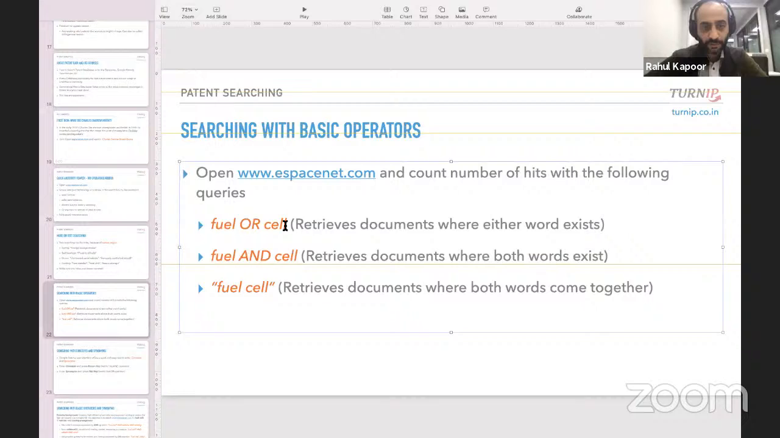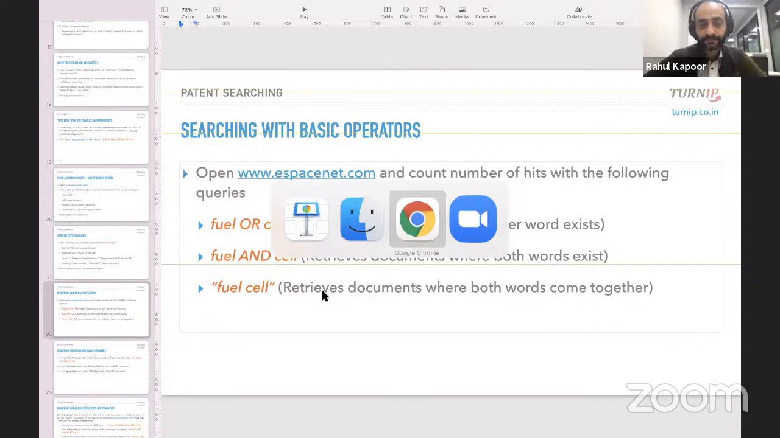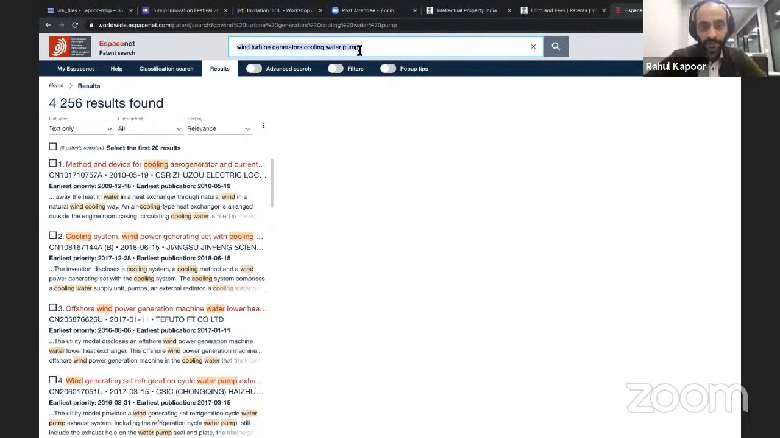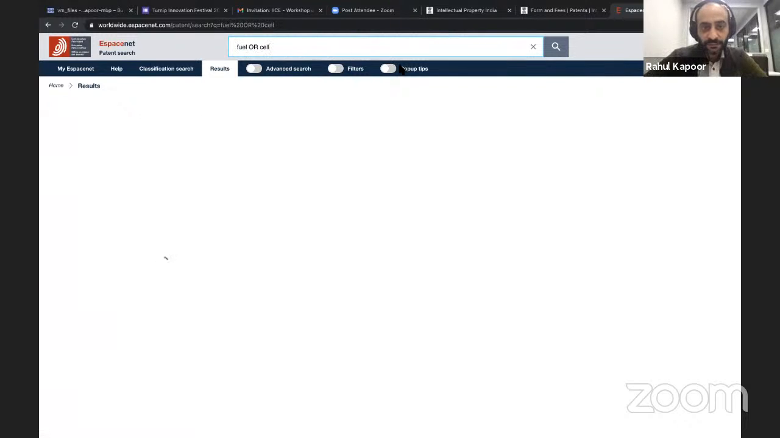So Espacenet is already open. I'm gonna copy this, so just write on the chat the number of hits you get with these: fuel or cell, fuel and cell, and fuel cell in quotation marks. Fuel or cell is 700,000.